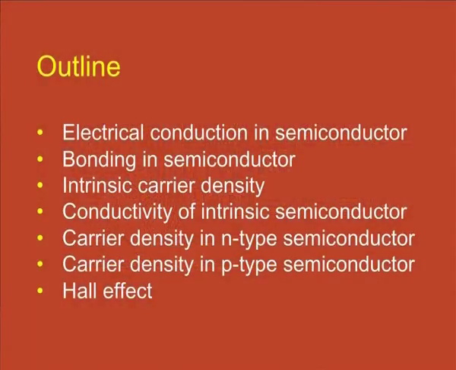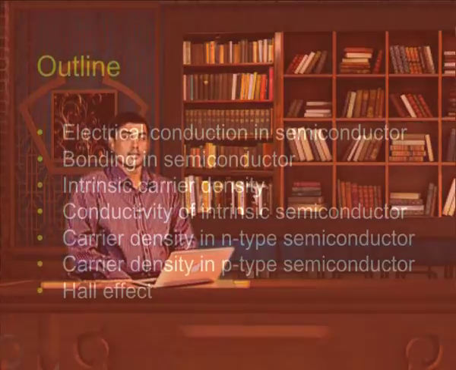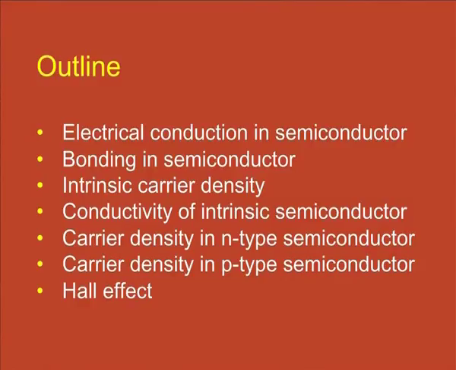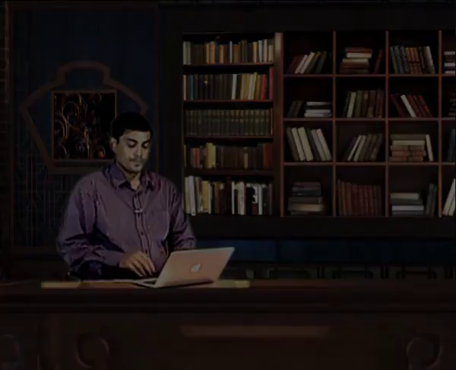So, the outline for the discussion is: we will first start with electrical conduction in semiconductors, then what are the types of bondings which exist in semiconductors, then what is an intrinsic semiconductor and the carrier density in an intrinsic semiconductor, then the conductivity of an intrinsic semiconductor, then we will discuss extrinsic semiconductors and two types of extrinsic semiconductors, such as N type semiconductors and P type semiconductors, and in the end we will discuss the Hall effect.